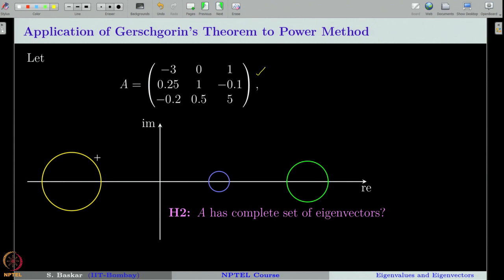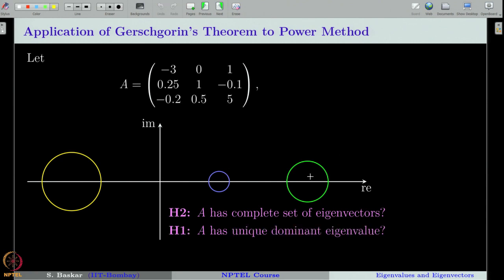But by seeing the Gerschgorin disks, you can see that one eigenvalue is sitting here, one eigenvalue is sitting here, and one eigenvalue is sitting here. Therefore, this matrix has distinct eigenvalues. Therefore, all the eigenvectors are going to be linearly independent, right? So, Gerschgorin theorem gave us the information that all the eigenvalues of the matrix A are in fact distinct.